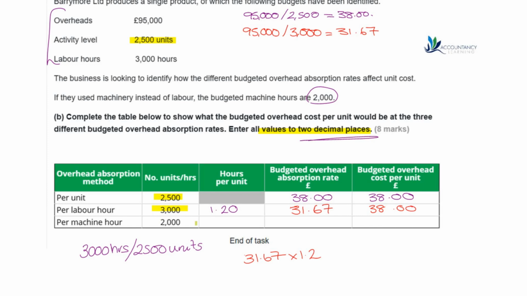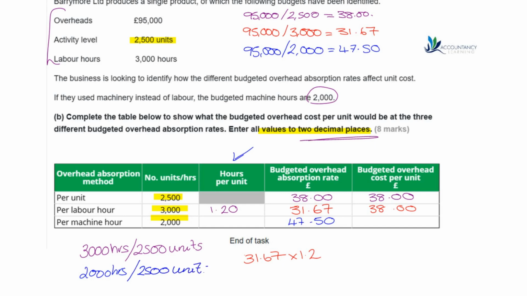And then next we have the machine hours of 2,000. So it will be 95,000 divided by 2,000 to get £47.50 as our overhead absorption rate. And we also need to do our hours per unit. So this time we've got 2,000 hours over the same number of units, our 2,500 units, which gives us 0.8 hours per unit.